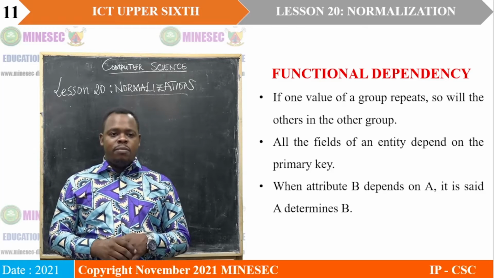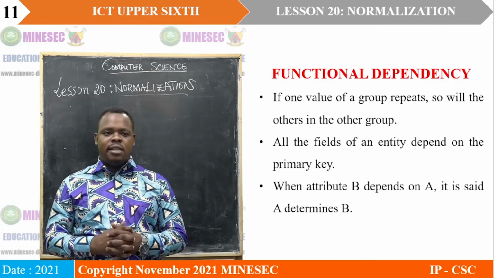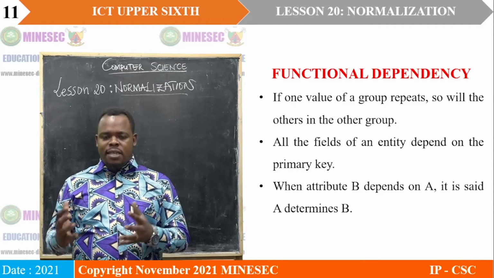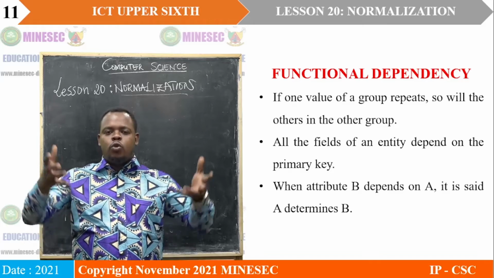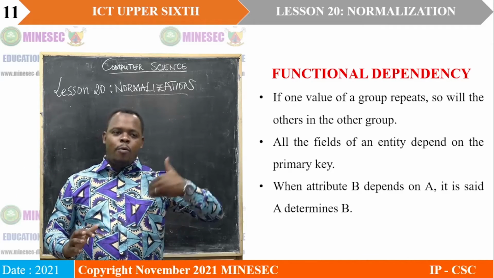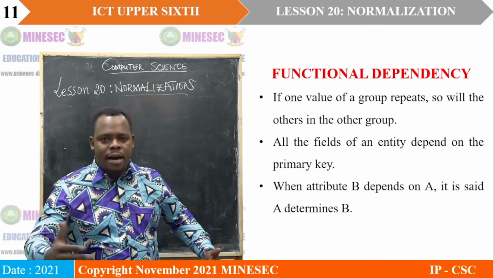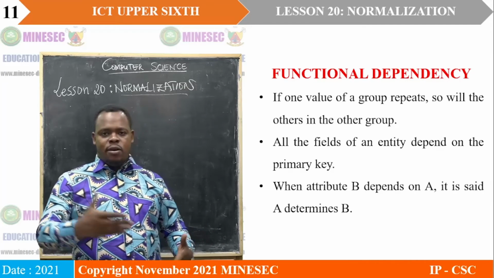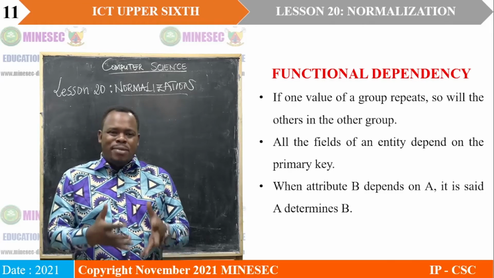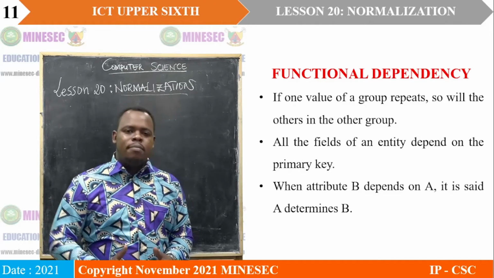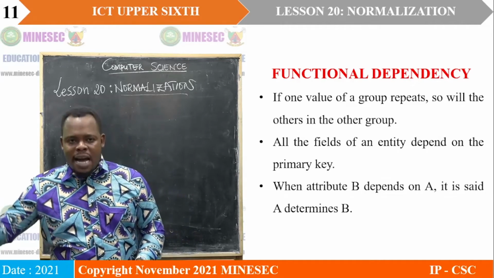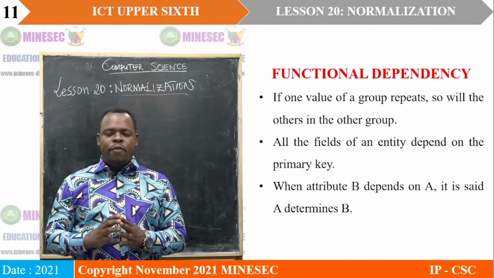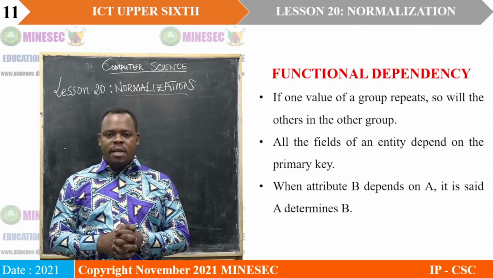When attribute B depends on A, it is said that A determines B. So functional dependency is that relationship that exists between two attributes, where one attribute determines another one. And generally, the attribute that determines the other attributes, or better said, the primary key attribute, should determine the non-primary key attribute in your relation or in your table before you can claim that there is functional dependency in your table.